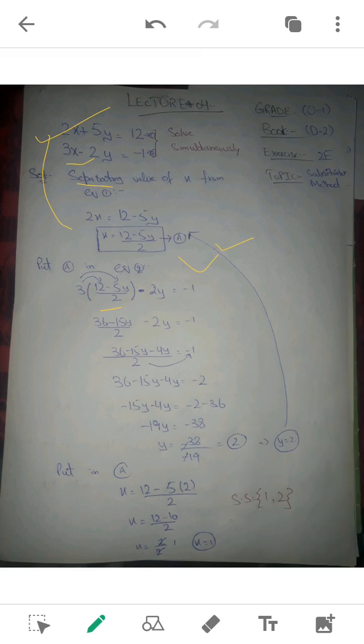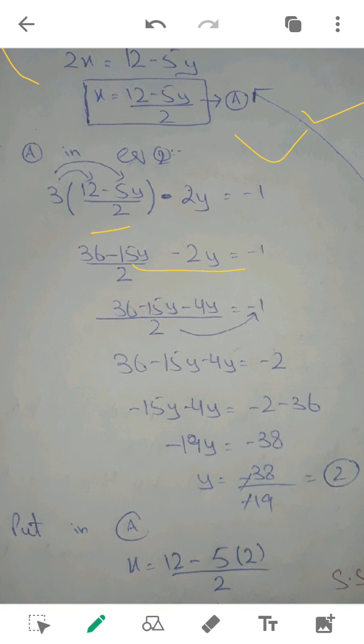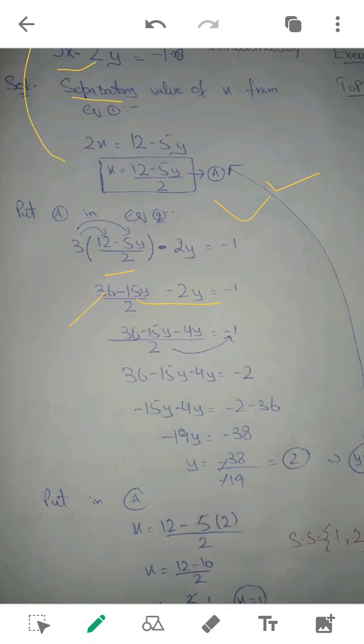Now you will simply multiply the 3 with the bracket numbers, that is 36 minus 15y. A calculator can be used to do that. Very comfortable calculation, I feel. And then there is one thing remaining: this 2 is not in the denominator of this complete value. It is only under this value. So I will take the LCM of 2, and this 2 will be multiplied with the remaining 2y to become 4y. Then I will cross multiply this 2 on the other side. It comes out to be minus 2. And you already know that once we are done with the LCM, we have to shift variables to the left side and take all the constants to the right side. So this is what I have done.